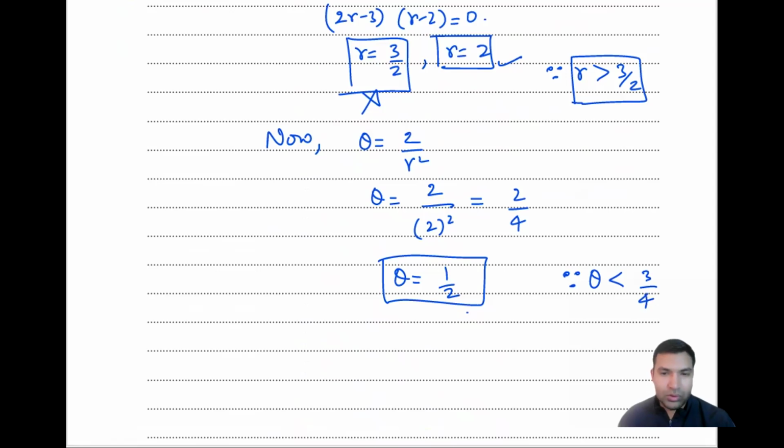So 3 by 4 is 0.75. So 0.5 is lesser than 0.75. So it makes sense. Okay, so these are the solutions.